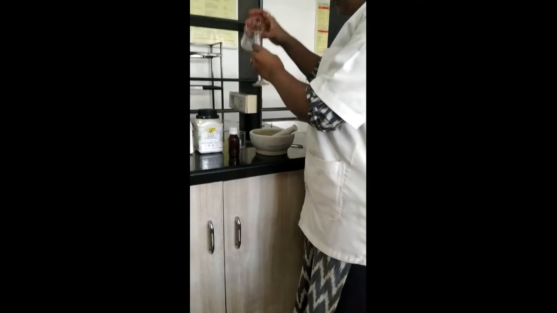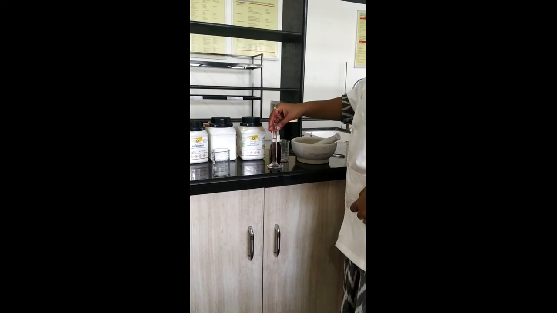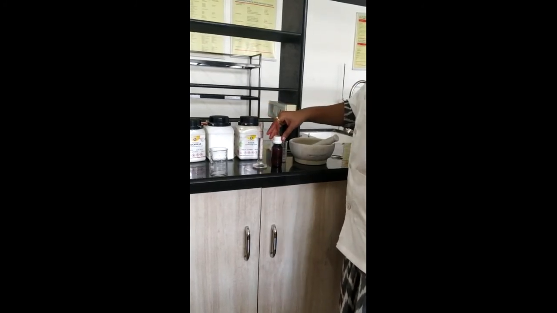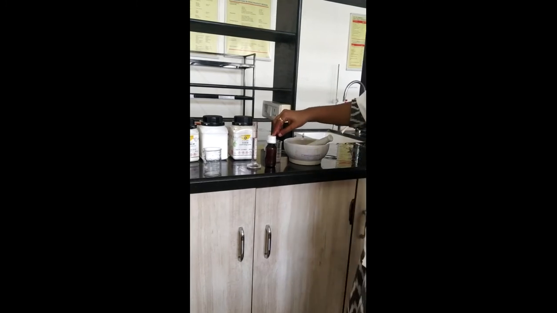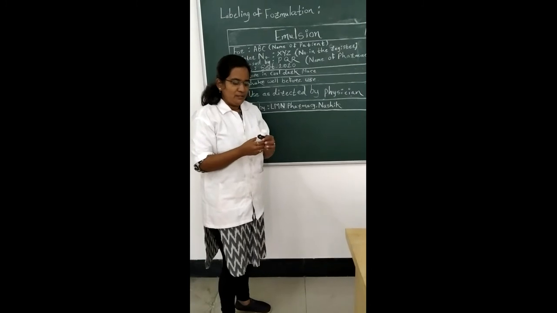After proper trituration, I poured our emulsion into this measuring cylinder, then made up the volume up to 10 ml with the cinnamon water, and after volume makeup, now I am going to transfer it into this container, and then we will proceed to the labeling part. So now move towards the labeling part.